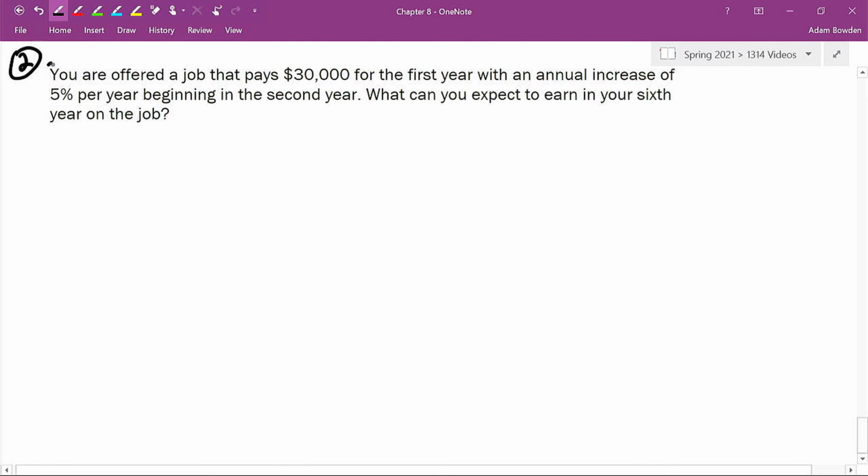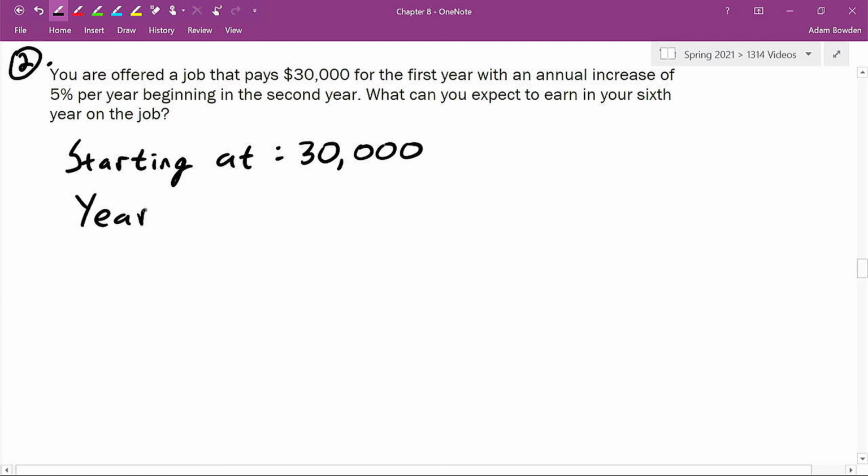Another one here says you're offered a job that pays $30,000 for the first year with annual increases of 5% per year. What can you expect to earn in your 6th year on the job? So we're starting at the $30,000, and the raises are yearly of 5%.